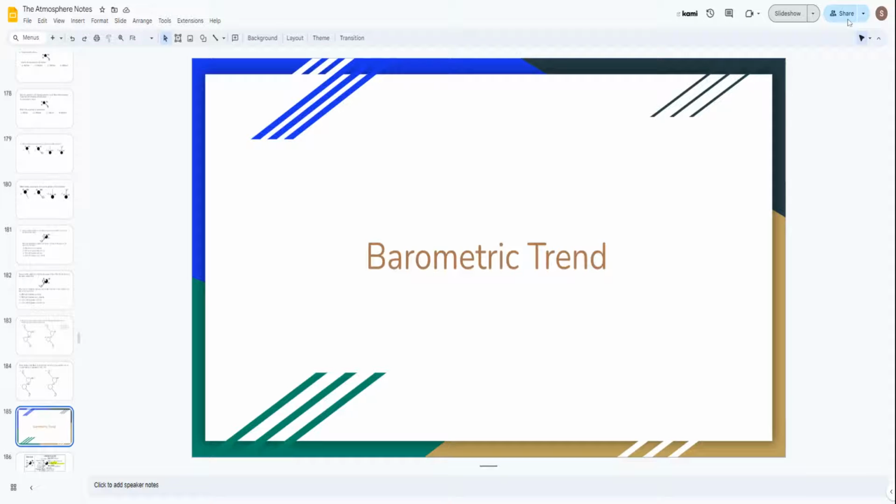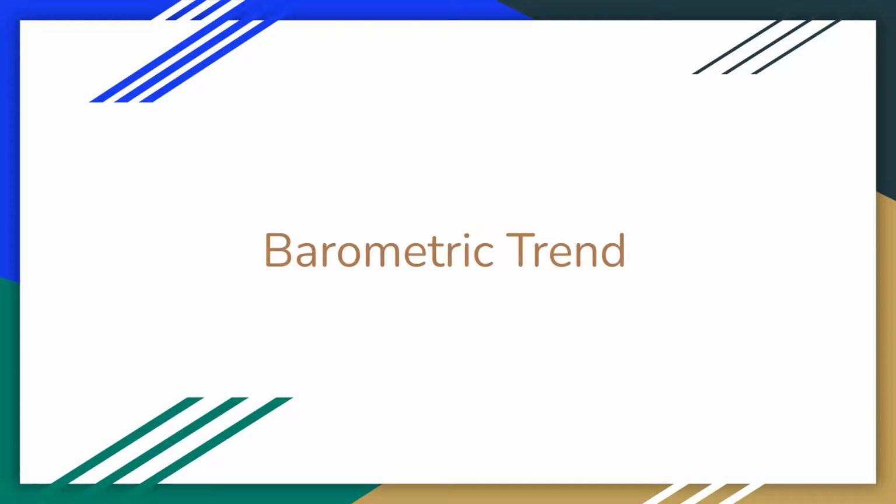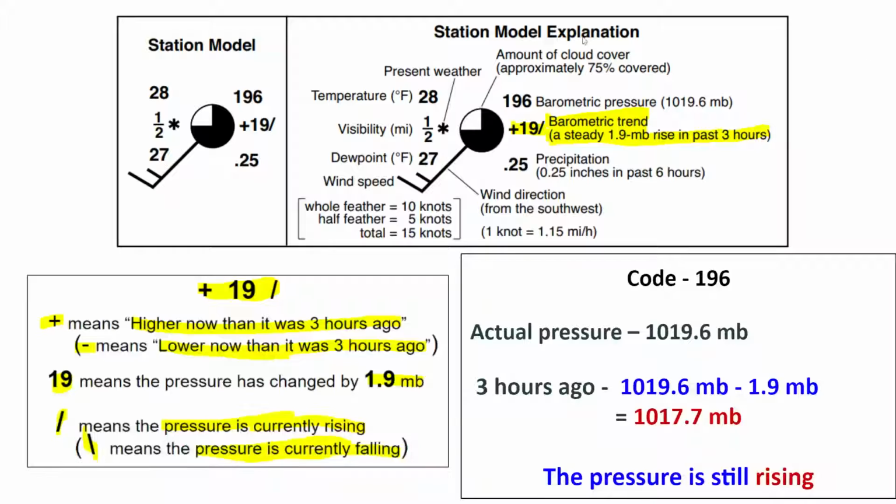Hey guys, today we're going to talk about how station models show the barometric trend. If you look to the right of a station model, you'll see what's called a barometric trend. The barometric trend shows what happened to the pressure in the past 3 hours.